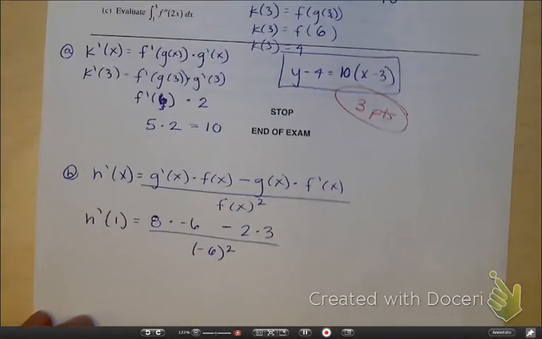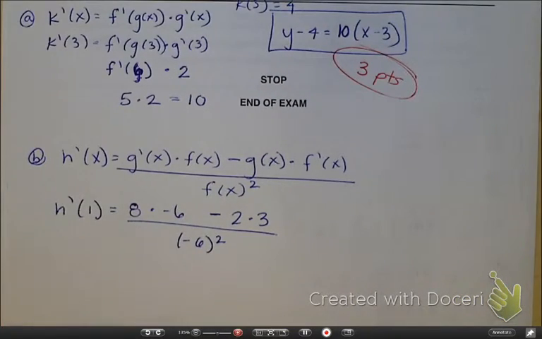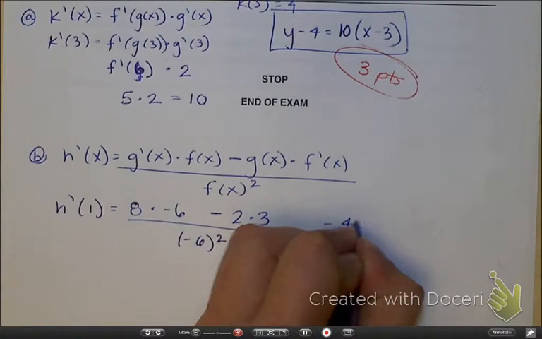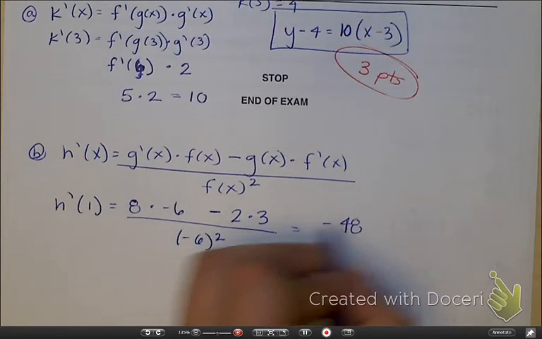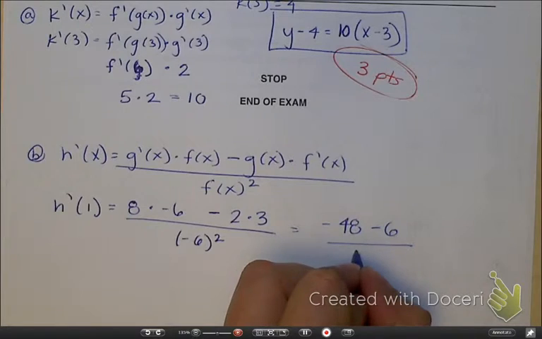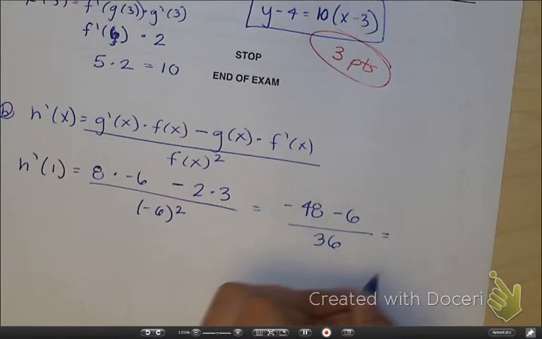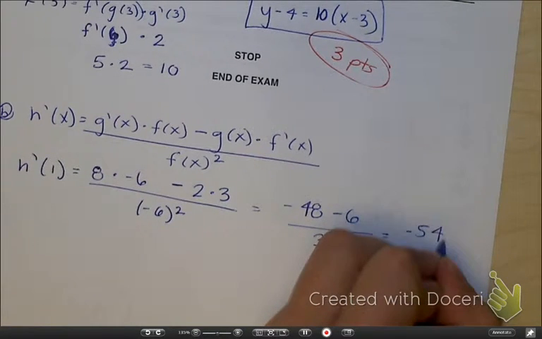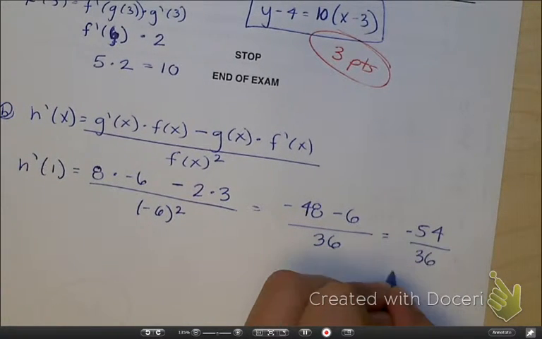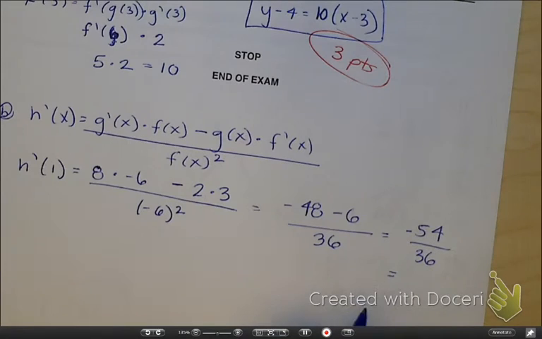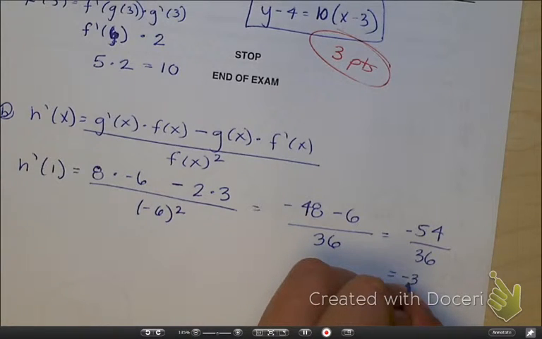So if I simplify this, 8 times negative 6 is negative 48. Negative 2 times 3 is negative 6. All over negative 6 squared is 36. Negative 48 minus 6 is negative 54, all over 36. Negative 54 divided by 36 is equal to negative 3/2, I believe.